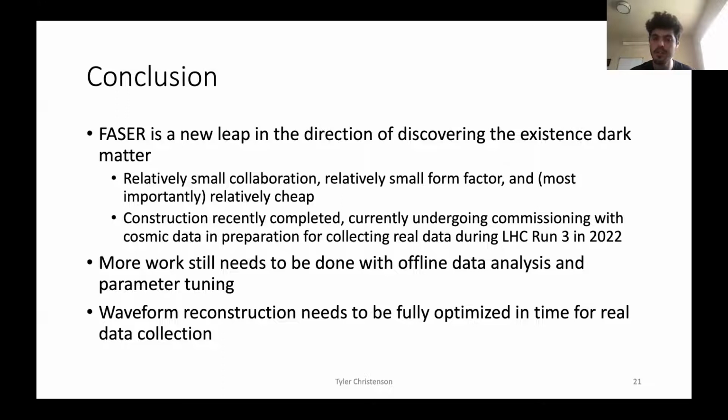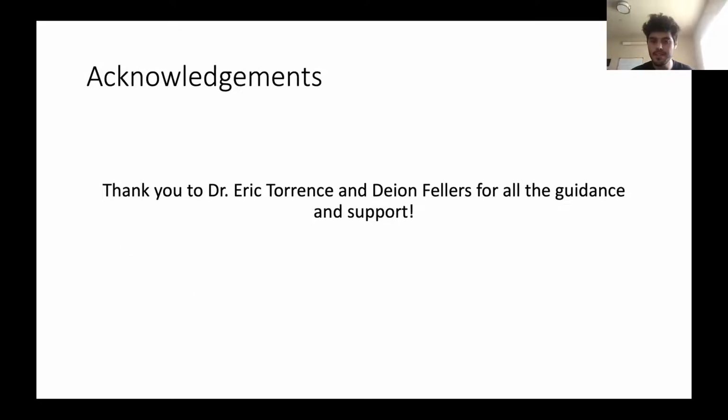More work still needs to be done with the backend analysis and the parameter tuning, like I'm doing right now with characterizing the timing resolution. And then the waveform construction as a result of that still needs to be optimized a bit more to prepare for actual real data collection.